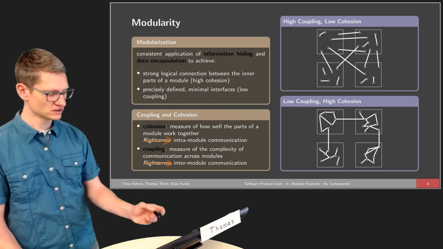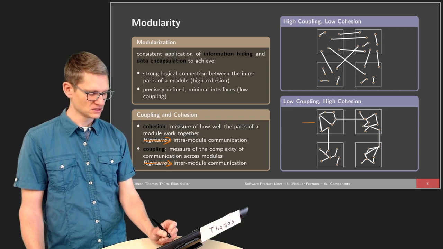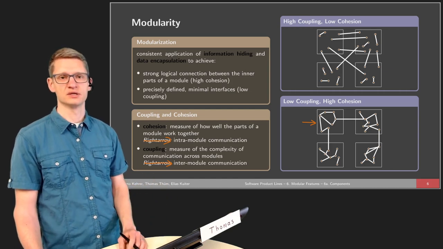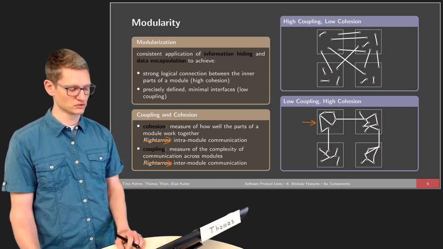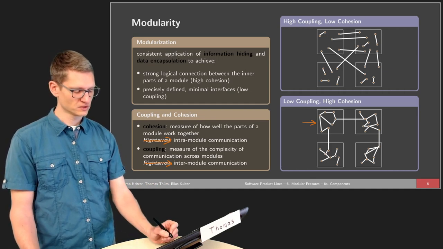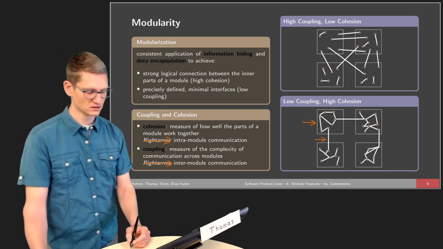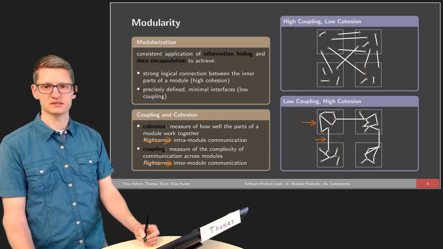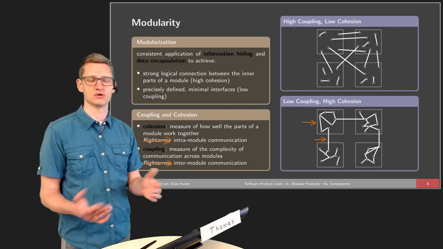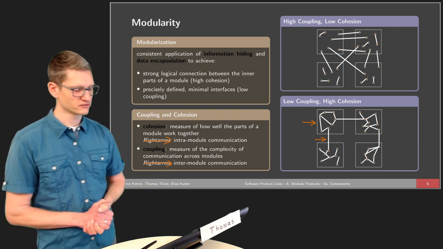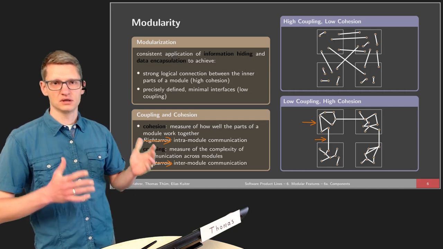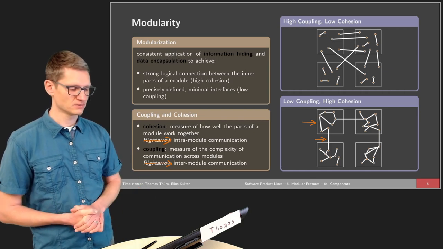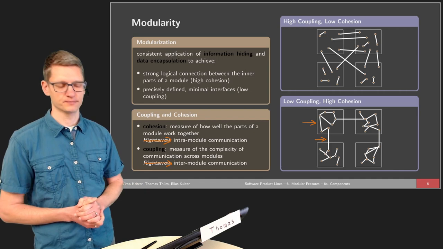What we can see here in the example is very good communication, with lots of the communication happening within the module boundaries, and only few connections across different boundaries. This is what we call coupling. Coupling is a measure of how complex the communication across modules is. We can think of different situations where we have high coupling and low cohesion, or low coupling and high cohesion.